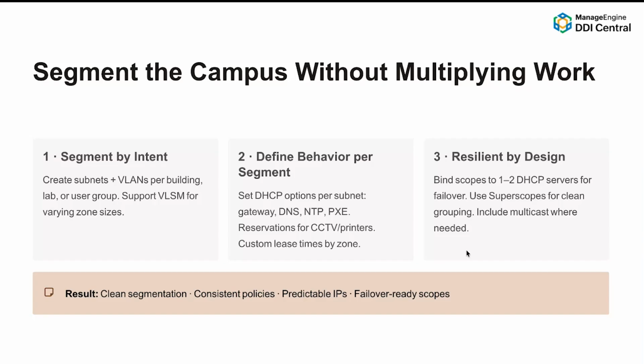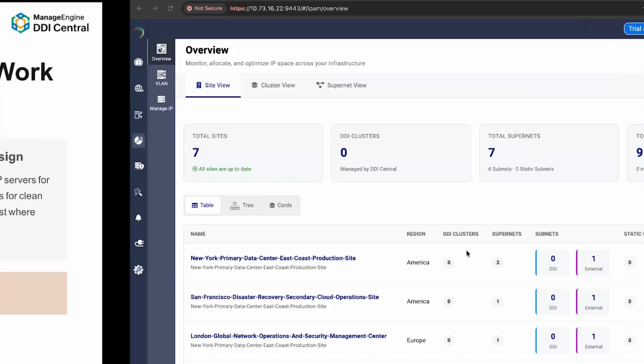With failover-ready scopes, predictable IPs, and a clean structure, you get a whole segmented network. So there is clean segmentation, consistent policies, and your network works smoothly, accommodating the right devices. So let's see how this is accomplished in DDI Central.